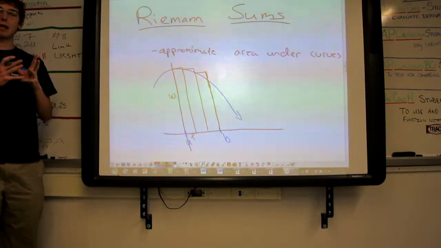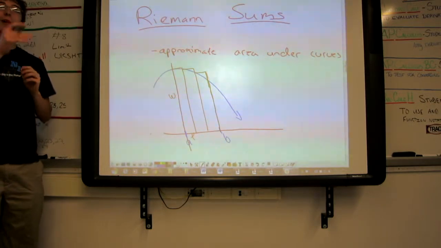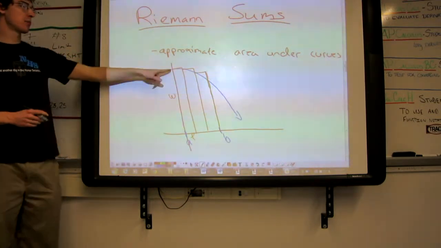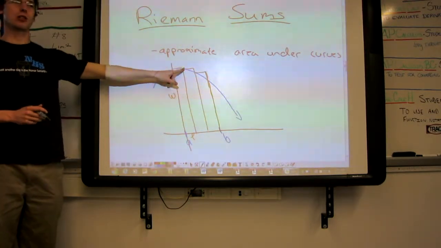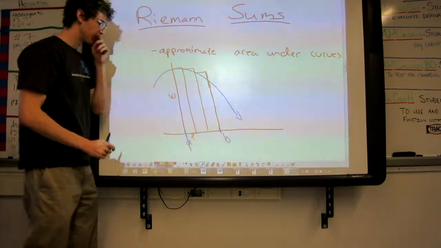As I use more rectangles, my approximation would become what? More exact. Dan, you are amazing. It would become more exact. And this approximation, is this an over approximation or an under approximation? Over. Perfect. All right.